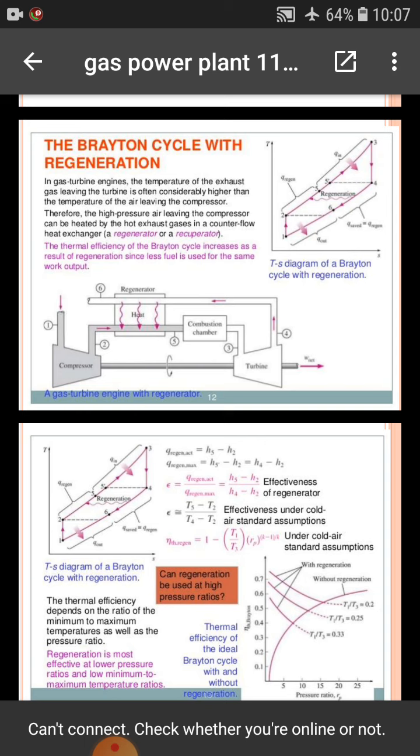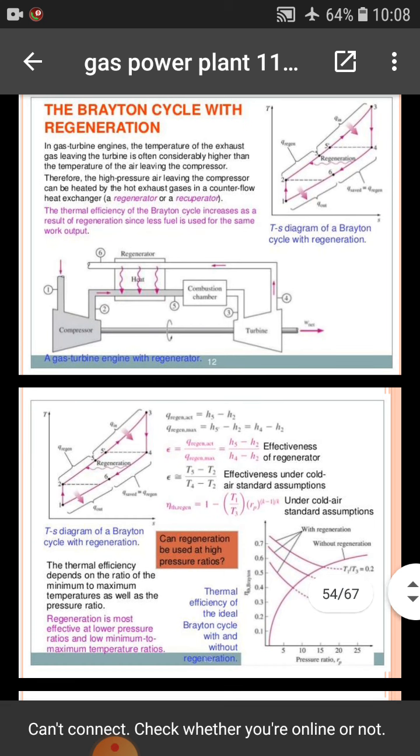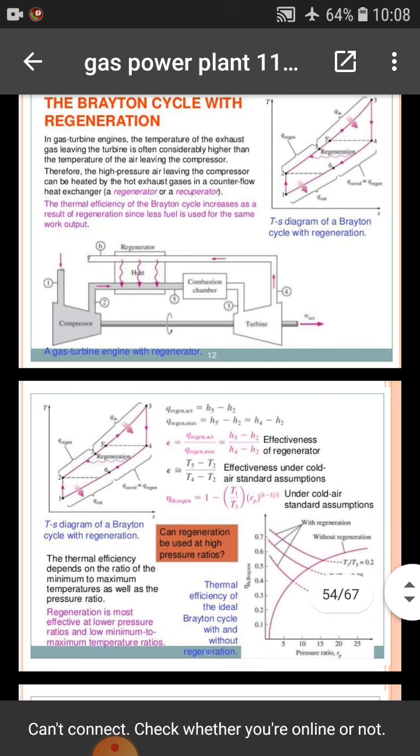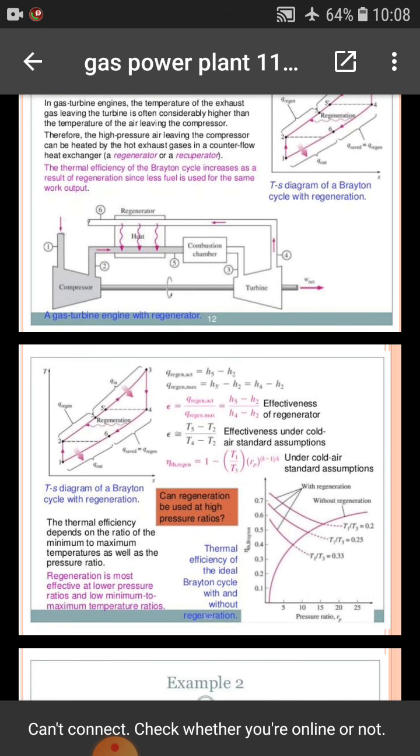considerably higher than the temperature of air leaving the compressor. Therefore, the high pressure air leaving the compressor can be heated by the hot exhaust gases in a counterflow heat exchanger, called a regenerator or recuperator. The thermal efficiency of the Brayton cycle increases as a result of regeneration since less fuel is used for the same work output. We can show the figure here: a Brayton gas turbine engine with regenerator.